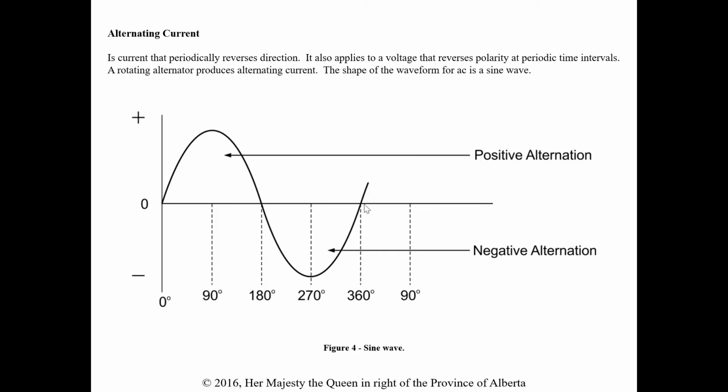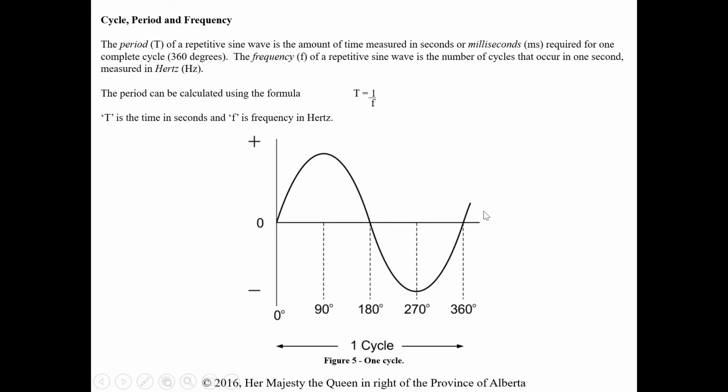The shape of the waveform is called a sine wave. We have our positive alternation and our negative alternation. Together they make up one full cycle. Our period is how long it takes to make that cycle. However much time, usually in milliseconds, it takes to go through a full 360 degree revolution, that's our period. And we can find our frequency once we know that as well.